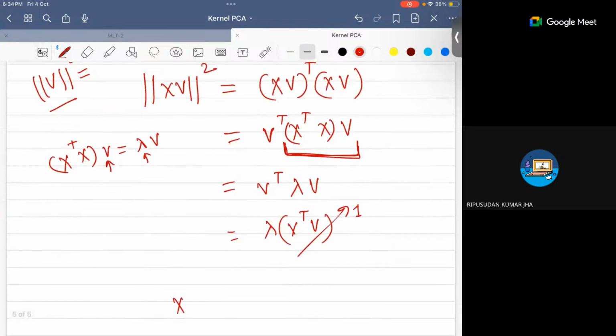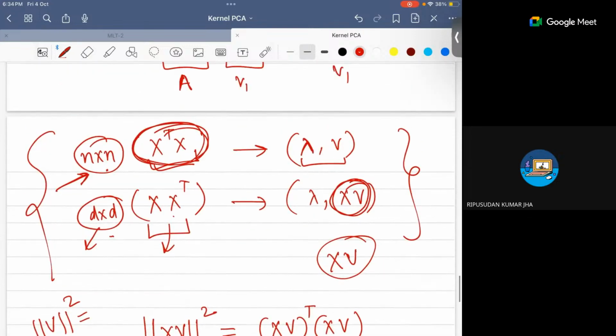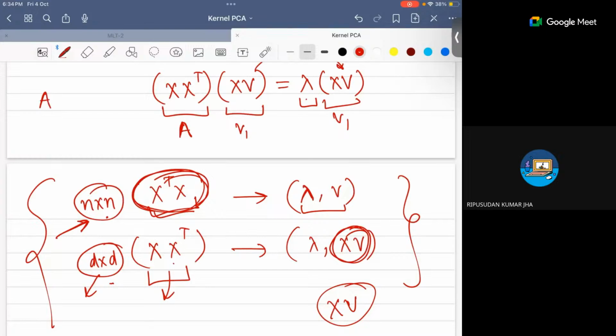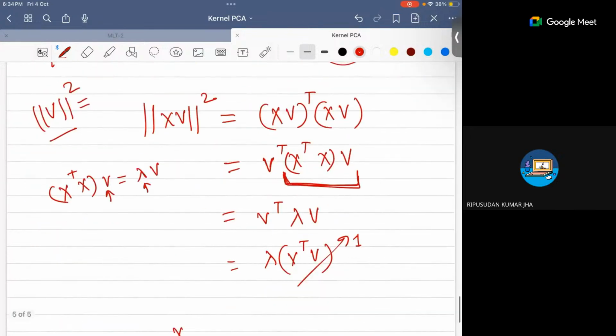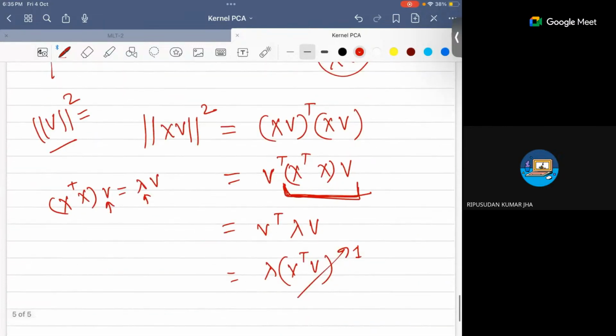X transpose x. Okay. So we have assumed that X transpose X is a matrix, and that matrix has lambda as an eigenvalue. If any matrix A has an eigenvector v, you can write it like this. So A is what for us? X transpose X, times v equals lambda v, correct? I just replaced it here. X transpose X times v equals lambda v.